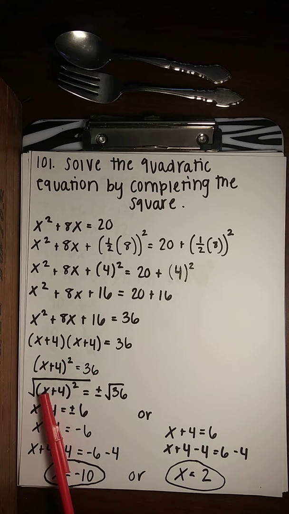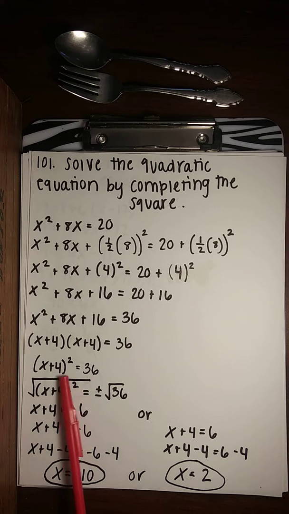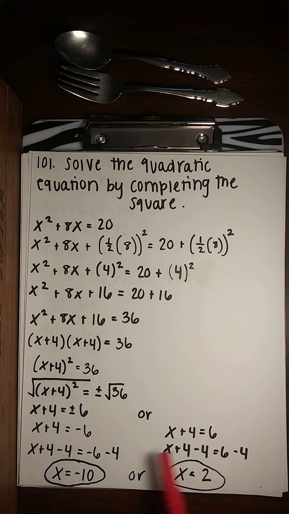So we're going to take the square root of this side, square root of this side, which is going to give x plus 4 equals plus or minus 6. X plus 4 is negative 6, or x plus 4 equals 6. X plus 4 minus 4, negative 6, negative 4, negative 10. X plus 4 equals 6. X plus 4 minus 4, minus 4. So x is 2. So negative 10 and 2.